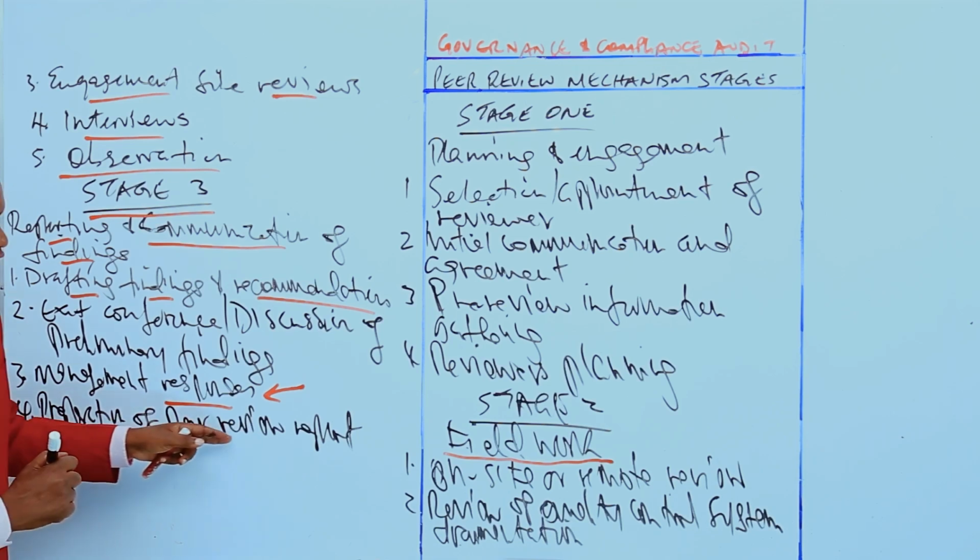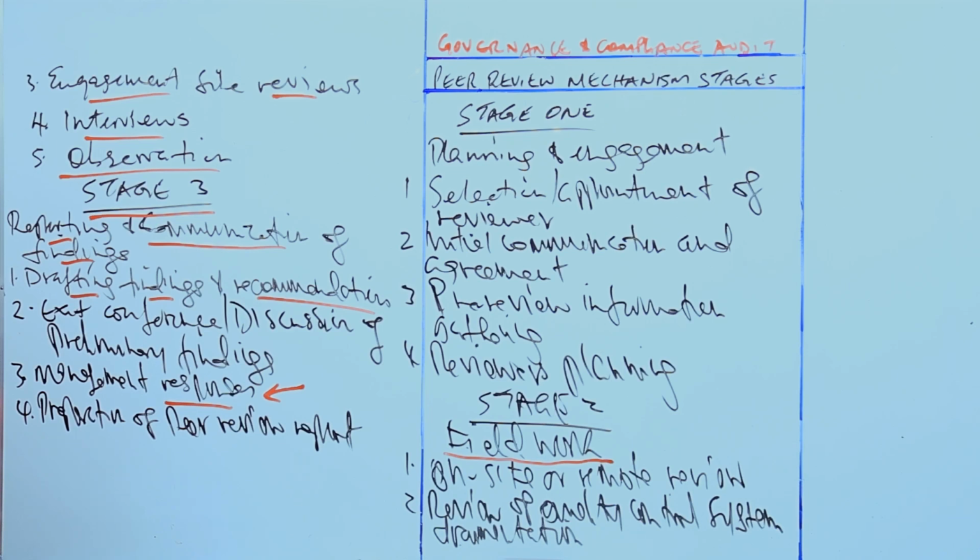So, preparation of the peer review report. I've explained what should be contained in the report. I repeat, this report includes, number 1, the scope and period of review. Number 2, description of methodology used. Number 3, the conclusion or opinion on the design and operating effectiveness of the quality control system. And then you have the detailed findings. And lastly, the reviewed entity's response and correction plan. Stage 3.